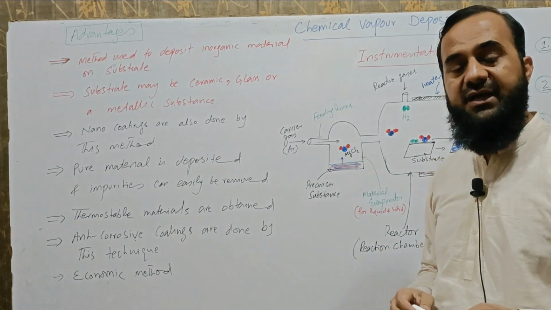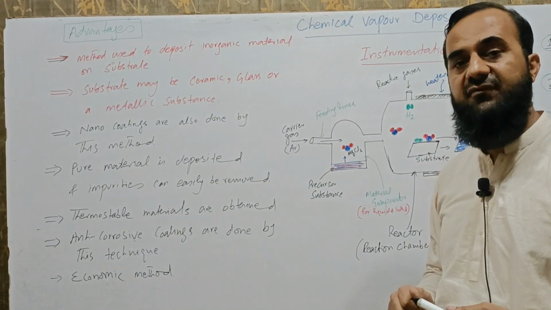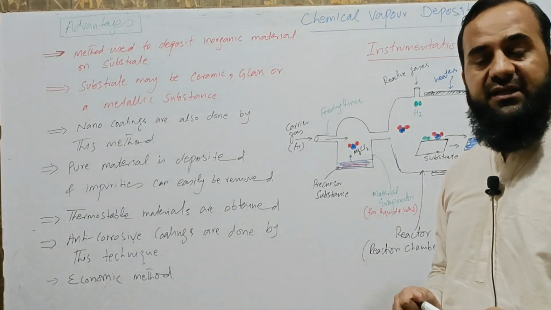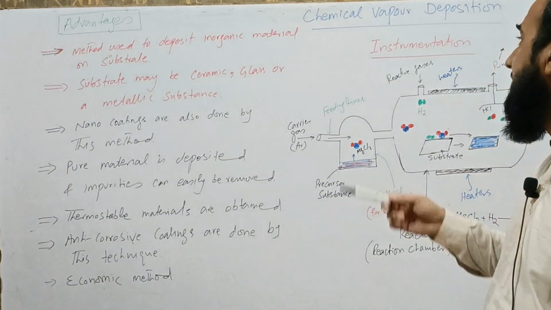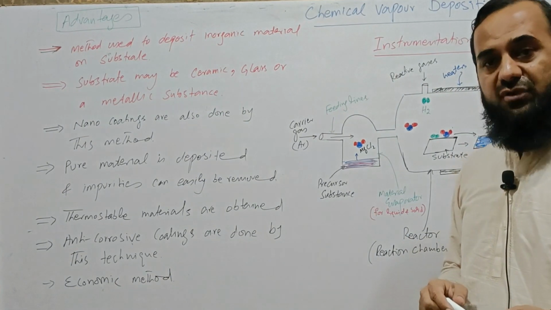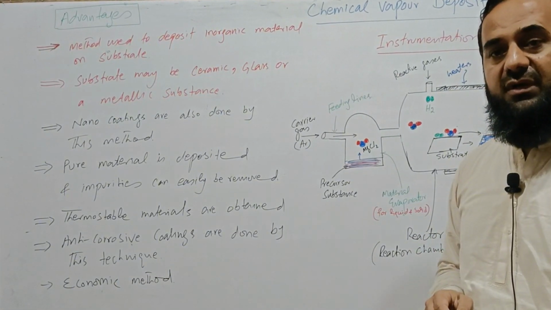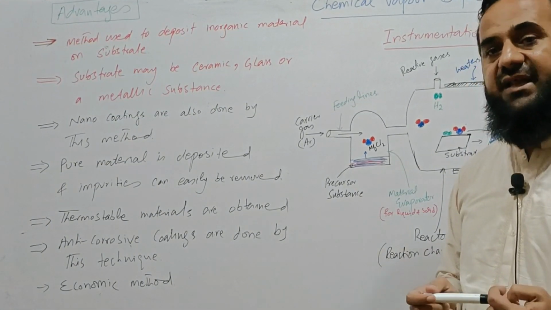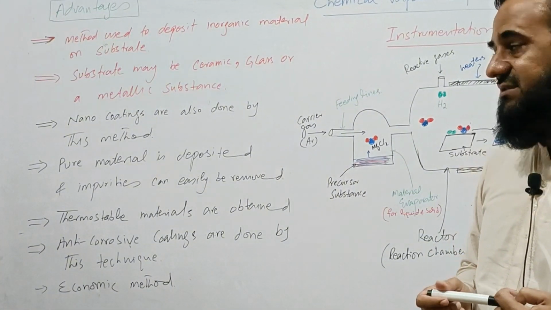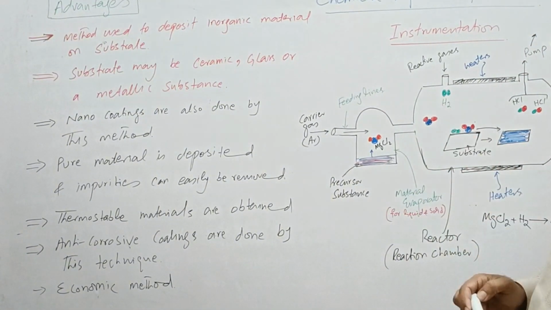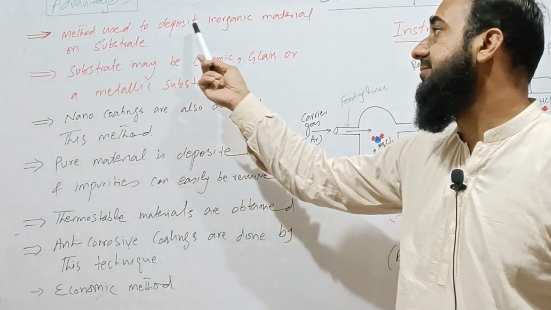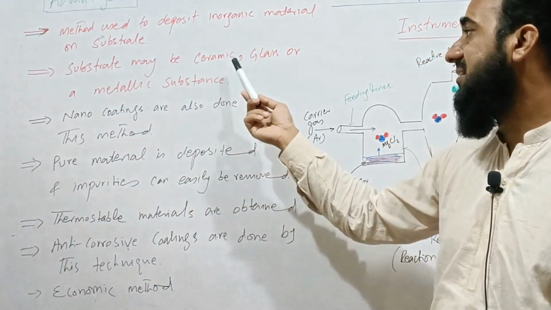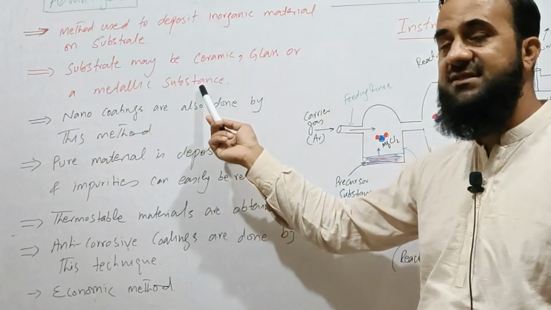In previous videos, I discussed a few methods of nanoparticle formation. For example, I discussed the hydrothermal technique and the sol gel method. In chemical vapor deposition, we deposit inorganic material on any substrate, for example, a ceramic surface, glass surface, or any metallic surface. So this method is used to deposit inorganic material on a substrate. The substrate may be a ceramic, glass or a metallic substance.